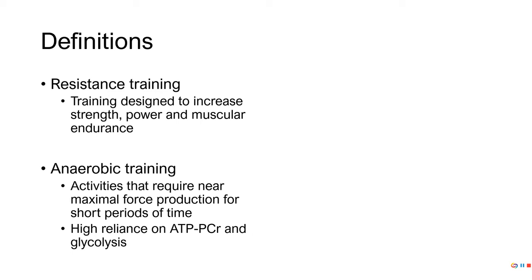Okay, and so this is where you're relying on those ATP, PCR, and glycolysis systems. You're not relying so much on your oxidative systems. Okay, so think sprints, high intensity, just short duration activities.